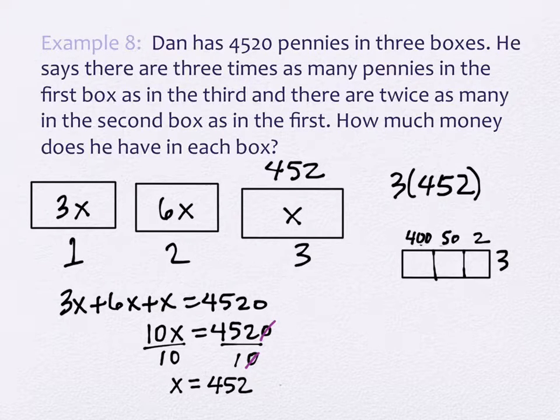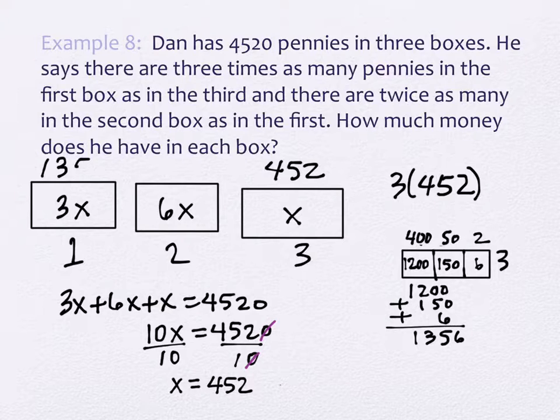You can move left to right or right to left, doesn't matter, but what is 400 times 3? 1,200. What is 50 times 3? 150. And 2 times 3? 6. And then I can add 1,200 plus 150 plus 6 together to give me a grand total of 1,356. So in box number 1, there's 1,356.